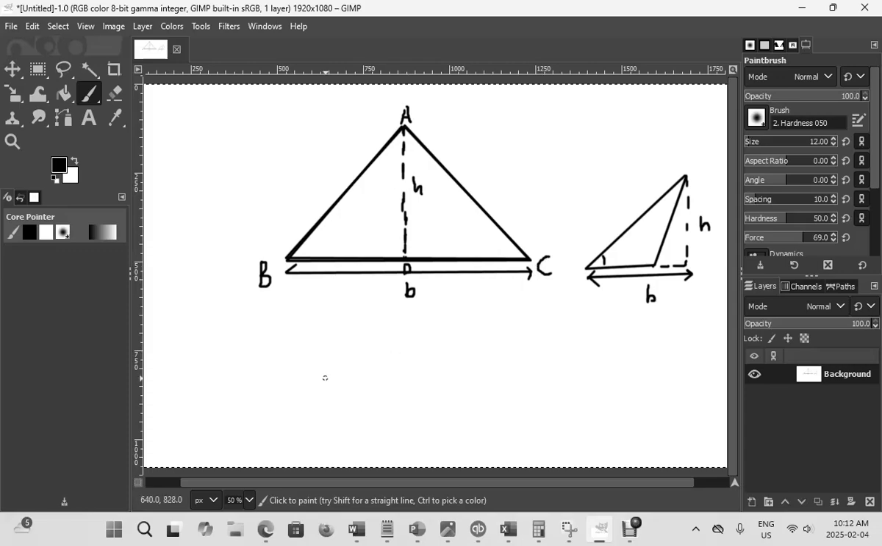So the area of a triangle is 1/2 B into H, base into height. So we know that this is 1/2 B. Let's say your base is 30 feet, and your height is another 20 feet.